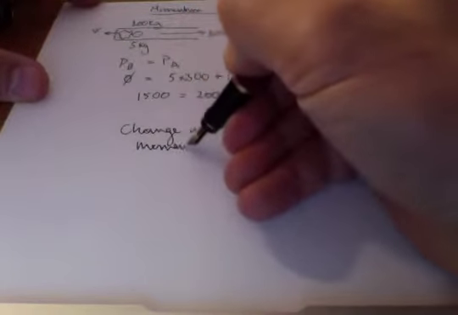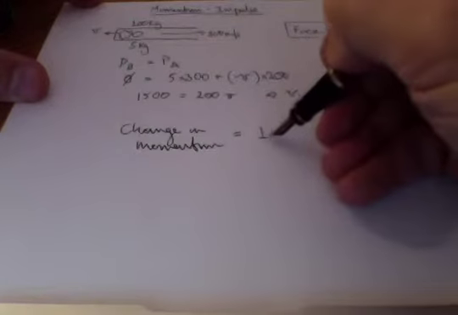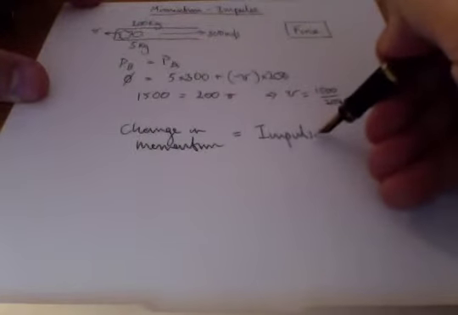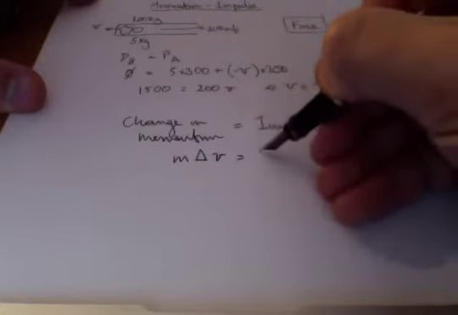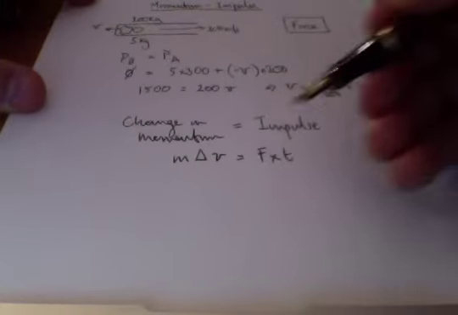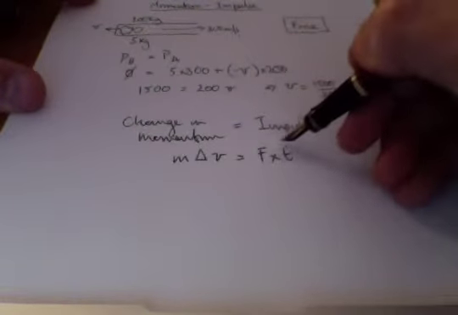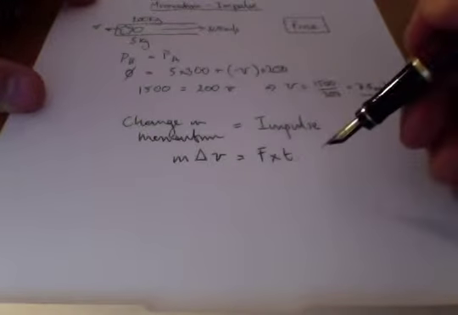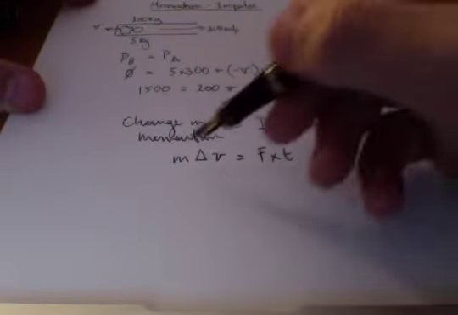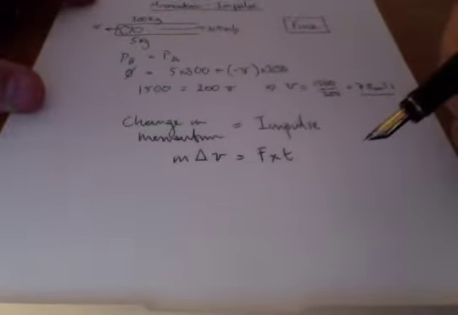We say that the change in momentum is also known as the impulse of a collision or an explosion. The change in momentum, we're happy, is the mass times the change in velocity. And the impulse is the force times the time. So the force of the collision or the interaction, and the time for which that force has been exerted. So change in momentum is impulse. Mass times change in velocity is force times time.